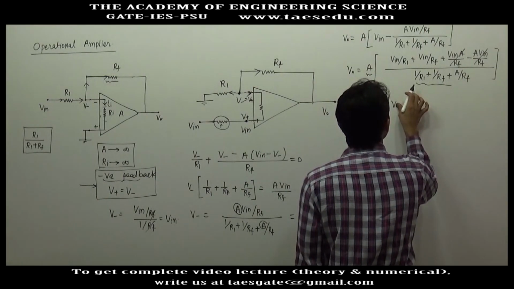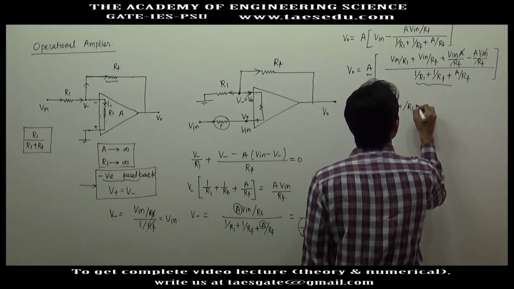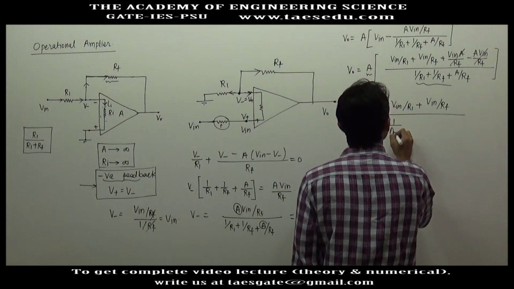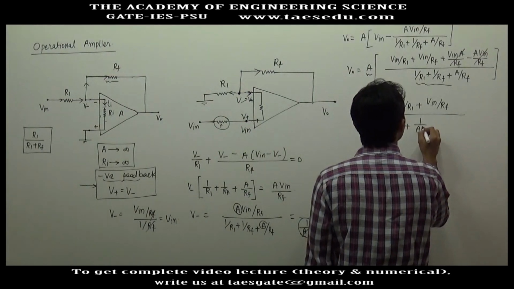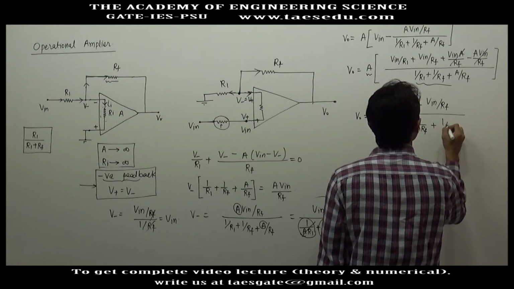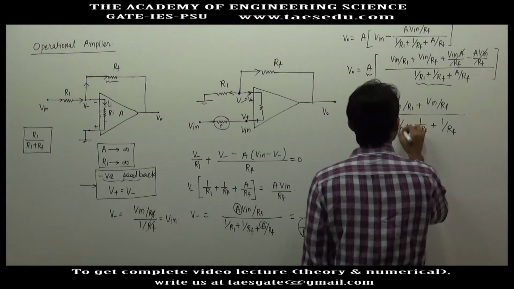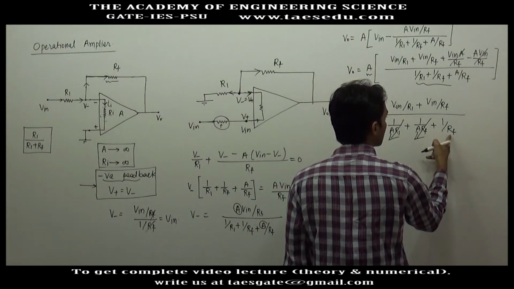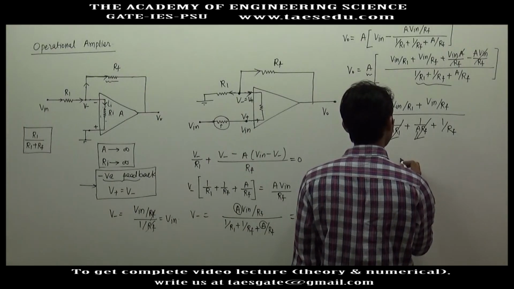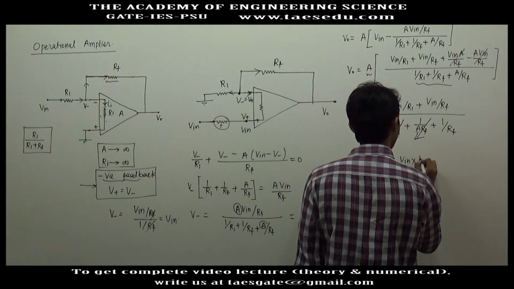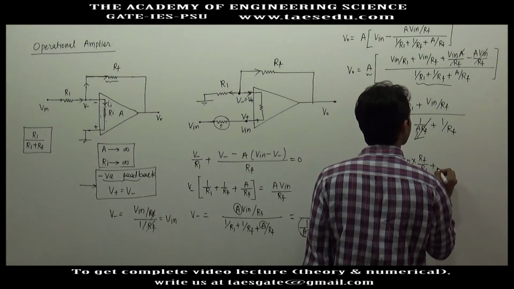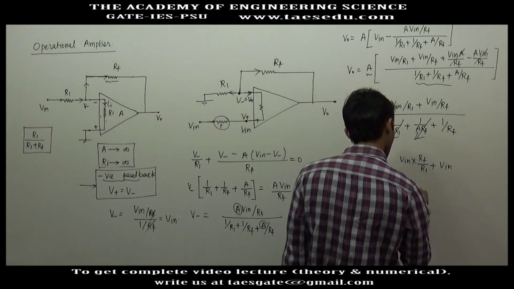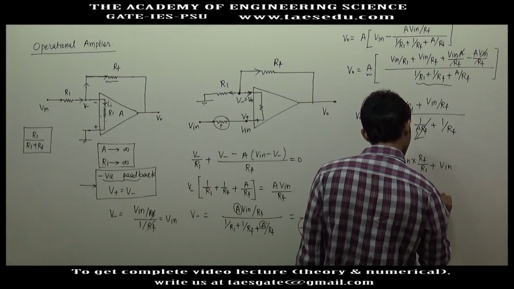You will get V input by R1 plus V input by RF, divided by (1 upon AR1 plus 1 upon ARF plus 1 upon RF). This will tend to 0, this will tend to 0, so V naught will be, you multiply this with RF, V input into RF by R1 plus V input. So V output divided by V input will be 1 plus RF divided by R1.